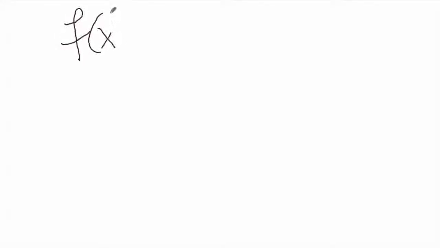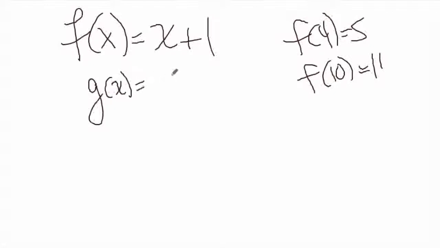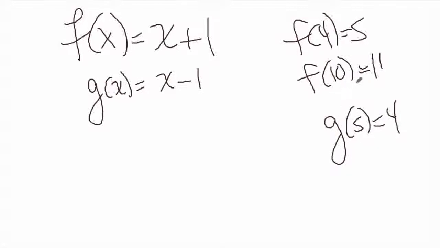Here's a function that adds 1. So f of 4 would give 5, f of 10 would give 11, etc. What if I wanted to back up? I wanted to undo that. Suppose I had another function that instead of adding 1, did the opposite. It subtracted 1. So f of 4 gave 5, but g of 5 would give 4. F of 10 gave 11, but g of 11 gave 10. Can you see that I end up where I started?